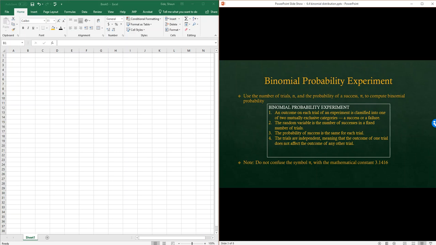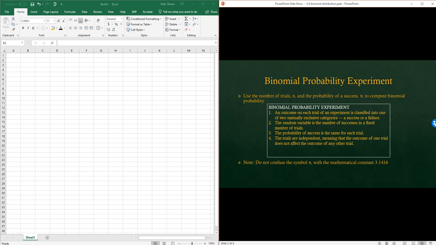Okay, so what's really important is before you ever attempt to do a binomial probability distribution, you need to make sure that the data that you're working with meets all of the assumptions. All of the assumptions. Okay?